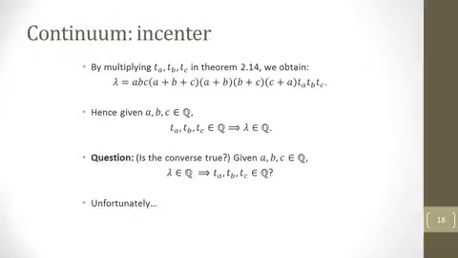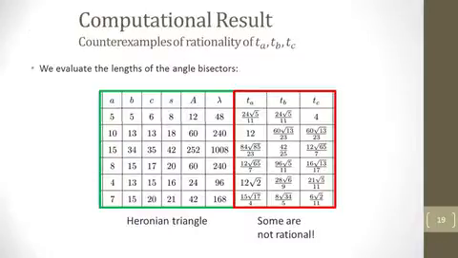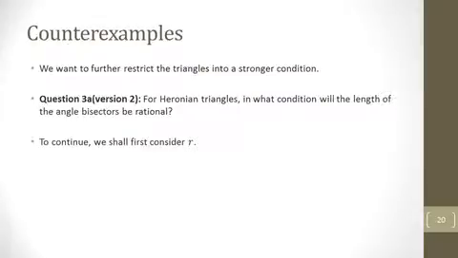It is natural to ask if the converse is true or not. That is, given a, b, c rational, does lambda being rational imply the values of T are rational? Unfortunately, this table shows some counterexamples. That means given a Heronian triangle, its angle bisector lengths are not necessarily rational. We want to further restrict the triangles to stronger conditions. And we ask, for Heronian triangles, under what condition will the length of the angle bisector be rational?